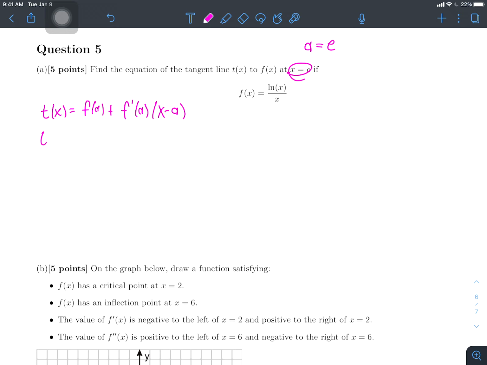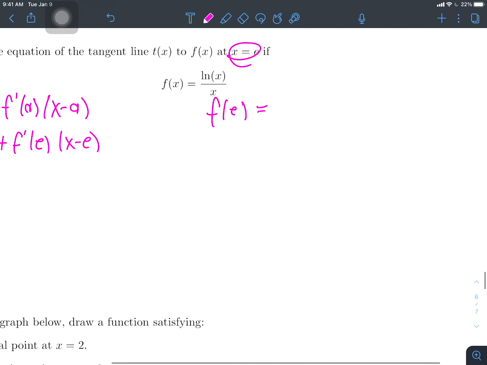Okay, so for me, I'm going to rewrite this. T of x equals f of e plus f prime of e times x minus e. So what I need to do in order to finish this problem is to find out what are the numbers f of e and f prime of e. If I've done that, then I'll be finished. So f of e is easy enough. All I have to do is plug in e to the function. So I get ln of e divided by e.